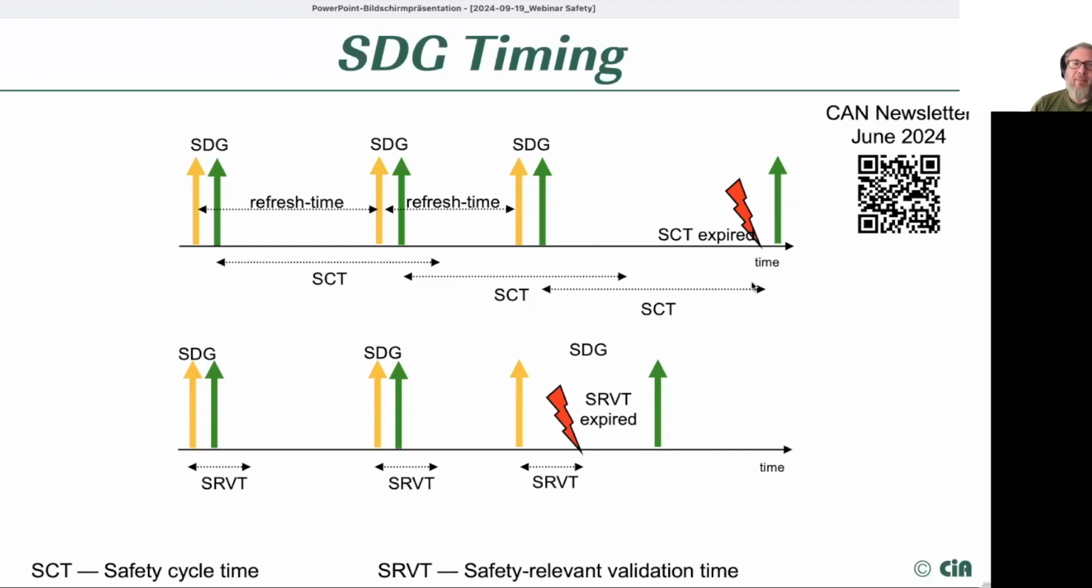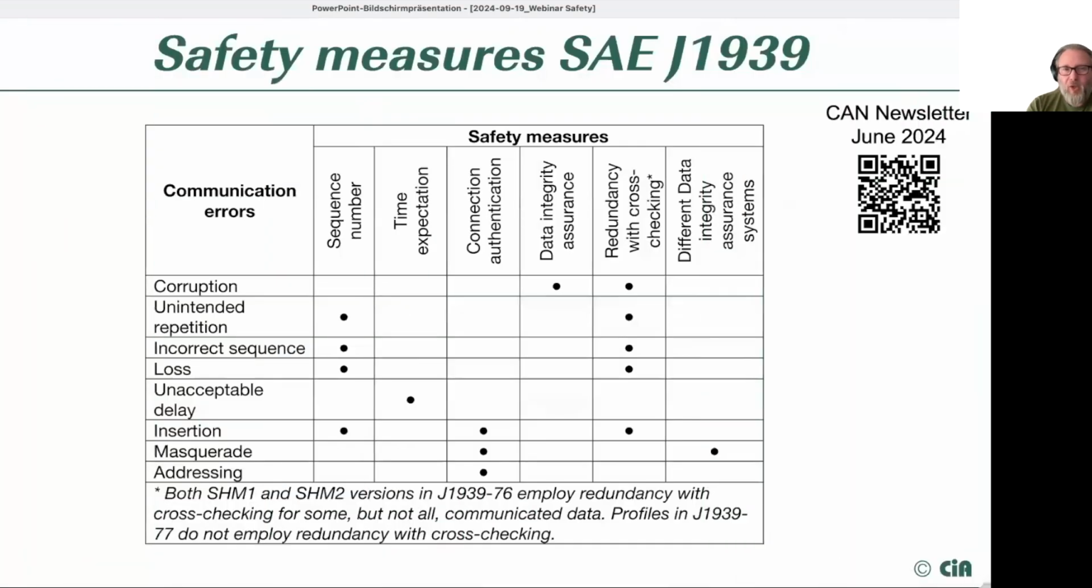Also here, we have some timing requirements for J1939. And as you can see, we have the same timing requirements. We have periodic transmission. We have a safety cycle time for monitoring that the periodic transmission is maintained. And we also need to verify if both messages are received in time. And for that, we have the safety-relevant validation time. So we see J1939 in general uses the same underlying principles with a slight variation that it is using a CRC. Also, if we look at a table of safety measures, we see the same requirements are all fulfilled.